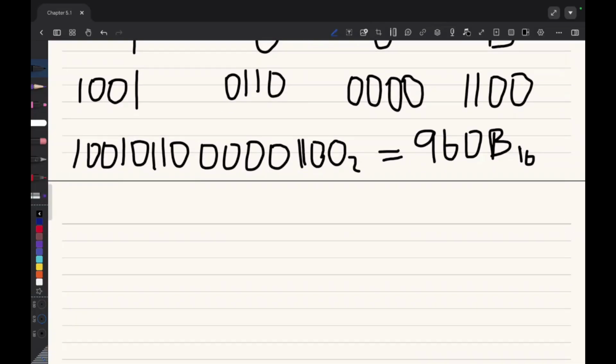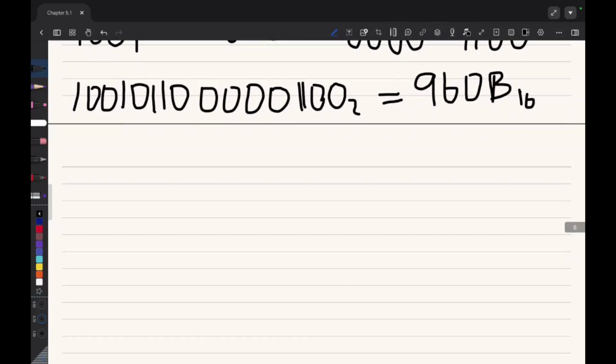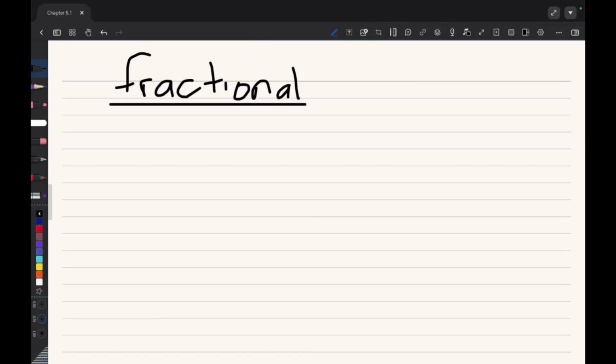Okay. Now let's go to fractional notation. Now we have this number 101.101. Alright. Now how would you convert this number to a decimal number? Well, we do know how to convert these numbers right here. It's going to be a 5, if I'm not mistaken.